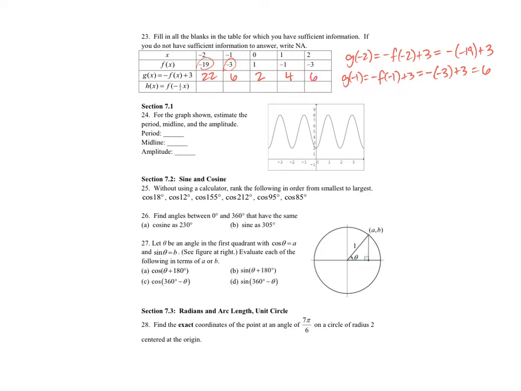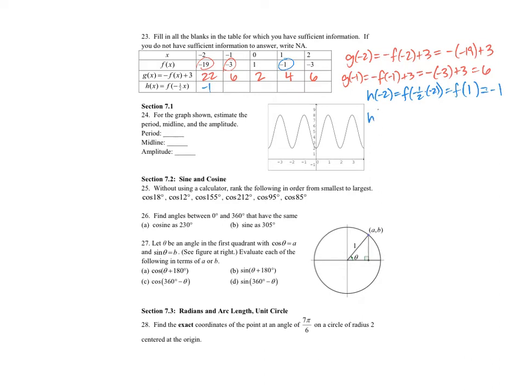Okay, and then for my h, I have to be a little bit careful because I have that negative 1/2 inside there. So if I do h of negative 2, that's going to be f of negative 1/2 of negative 2. So that is f of positive 1. And I know f of positive 1 is negative 1.